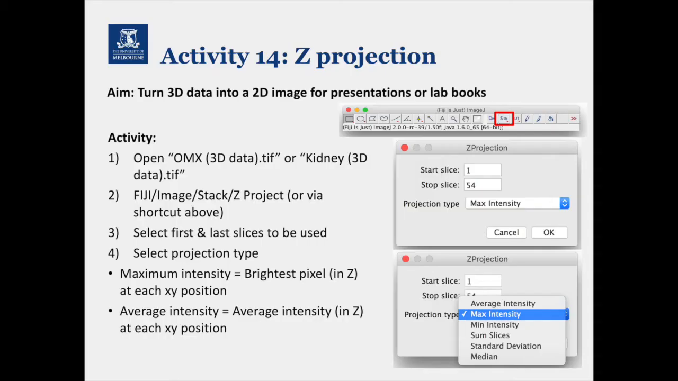Now we're going to look at how to present 3-dimensional data in either a 2D format or using a movie for presentations. The first activity that we're going to use is activity 14, and that's creating something called a Z projection. So taking all of that 3D data and compressing it into a 2D image for either a lab presentation or to print out and put into your lab book.